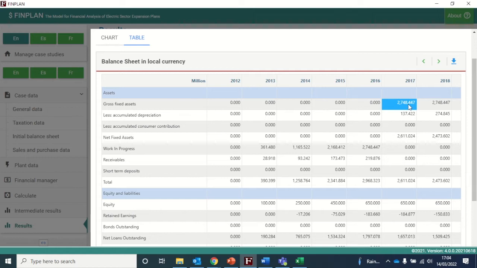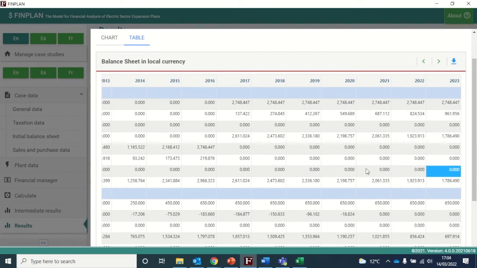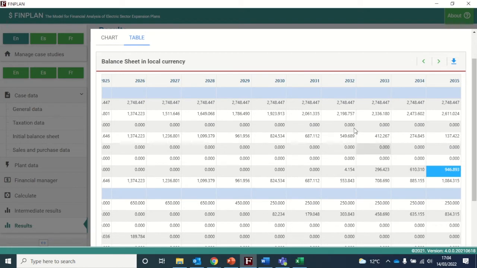Receivables are short-term assets, which would be in cash soon. In this case, this is the VAT, which has been paid during the construction and will be refunded in the year the plant starts selling electricity. The short-term deposit, which is this row here, starts accumulating after the year 2032. You can see this when we start moving to the right. Like we said, in the year 2032, which is here, it starts accumulating.